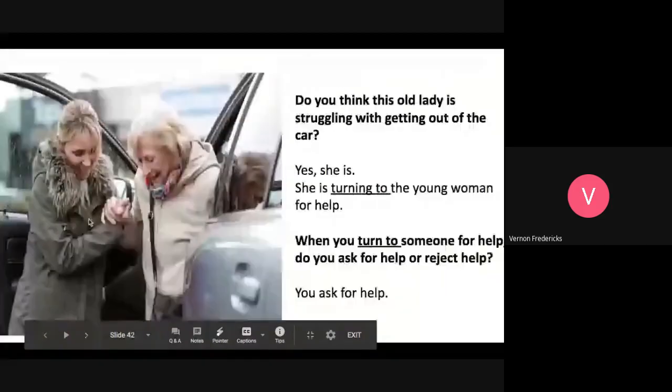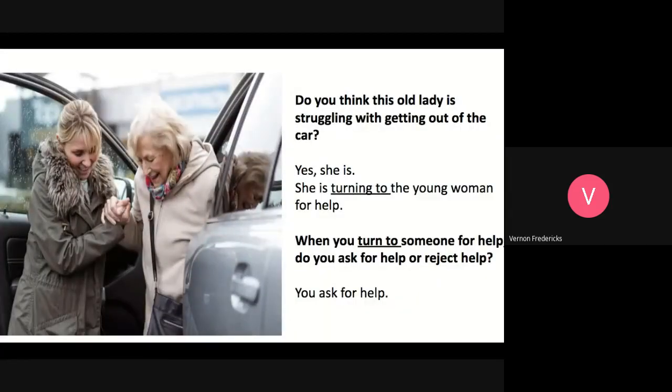Okay, the word is turning to. If you look at the picture there are two women. The older woman is getting out of the car and the younger woman is helping her. So turning to means the same as asking for help from somebody else, or going to somebody else and asking for help.